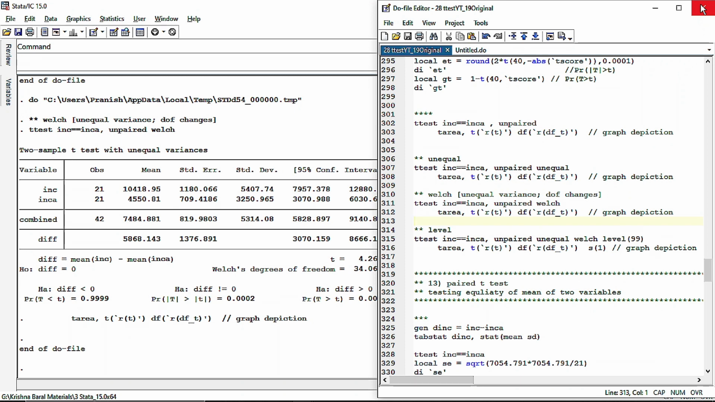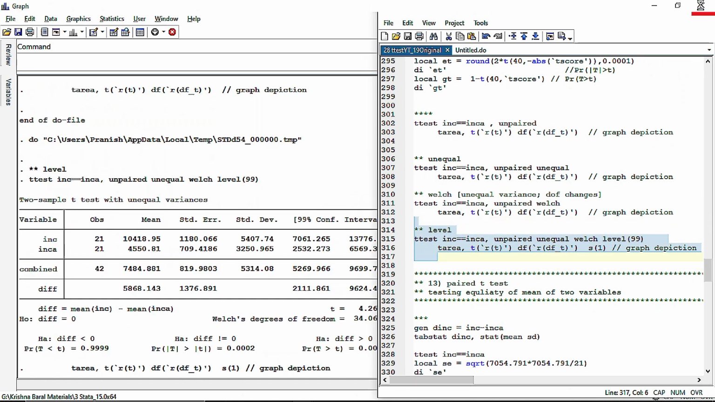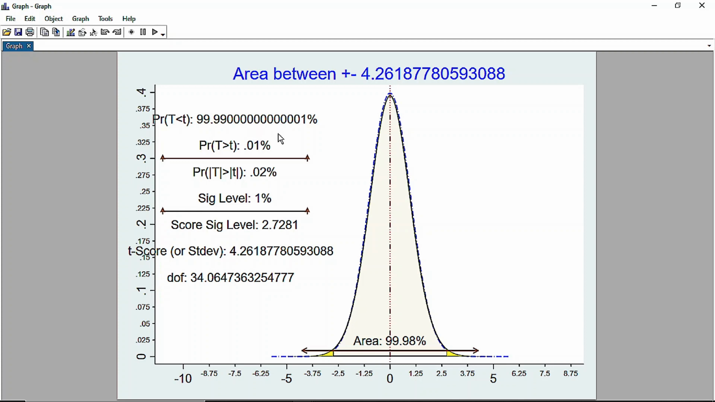And let us see whether we have different inferences by changing the significance level to 1%. Again, our conclusion is the same as the previous one. For the left tail test, we fail to reject the null. For the right tail test, we reject the null. And for the two tail test, we reject the null.